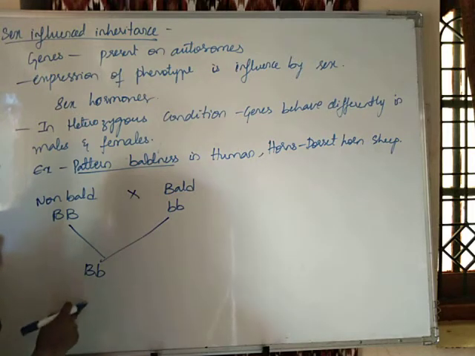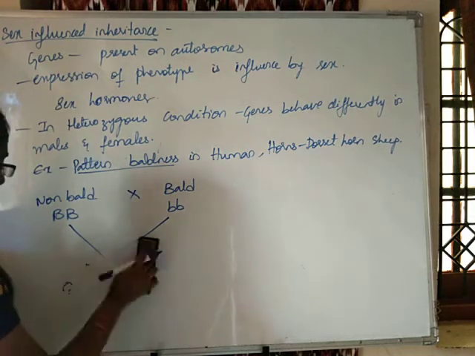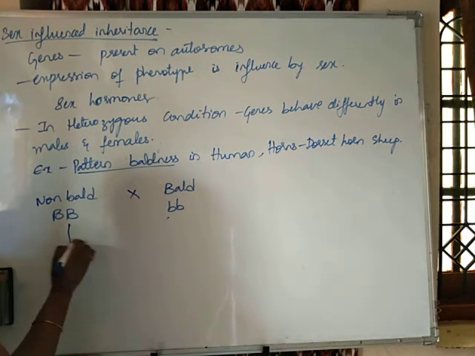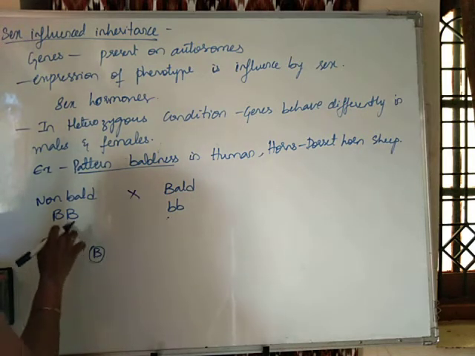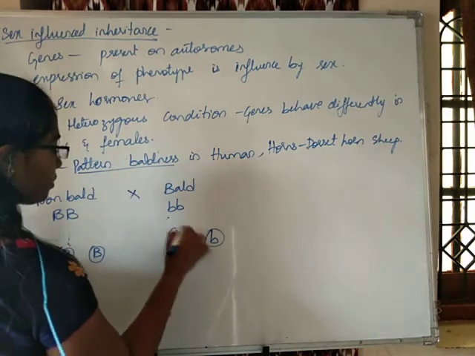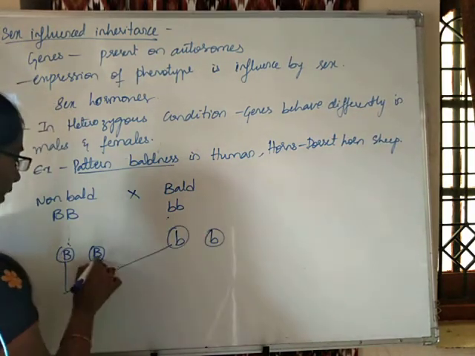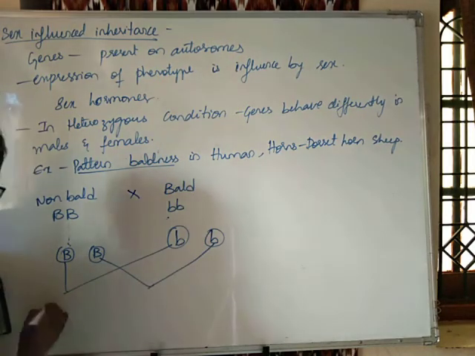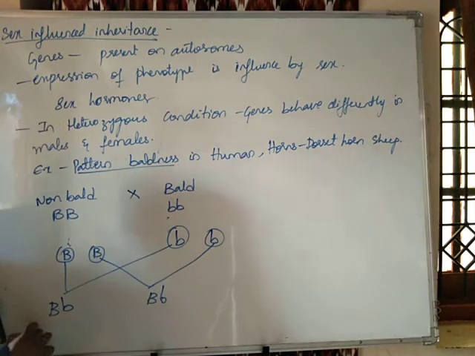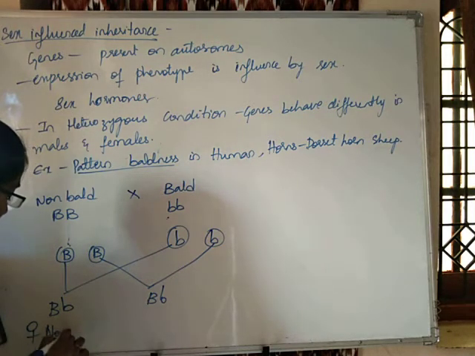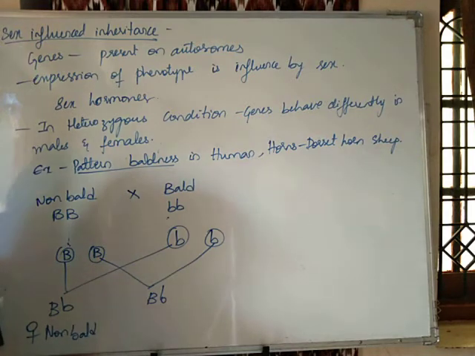Let me make it more clear. Capital B are the alleles from the gametes of one parent, and small b are the gametes from the other. So capital B, small b are the possible ones. If this capital B, small b individual is a female, capital B becomes dominant, and this results in a non-bald female.